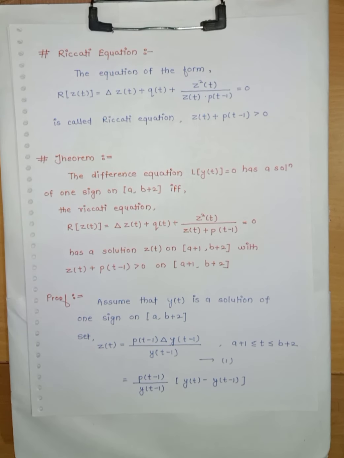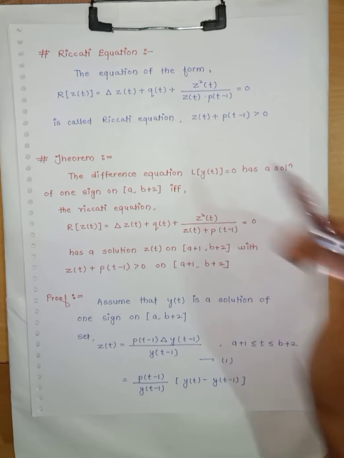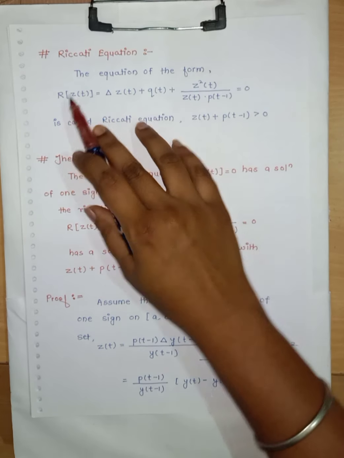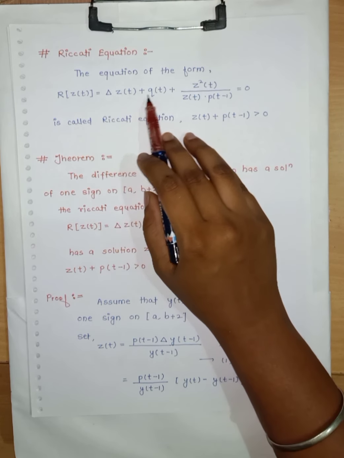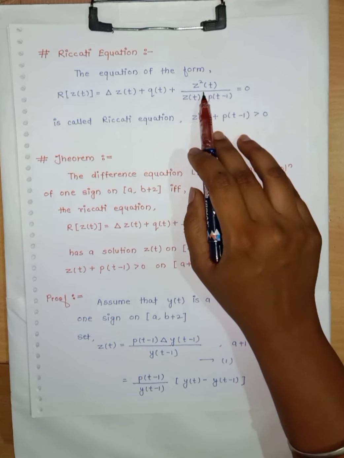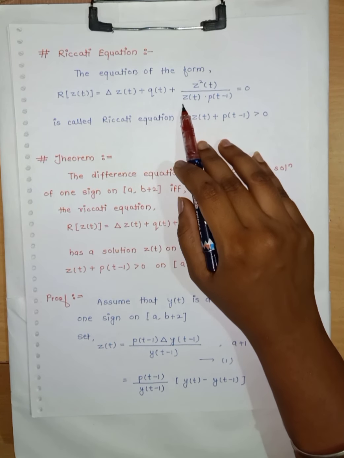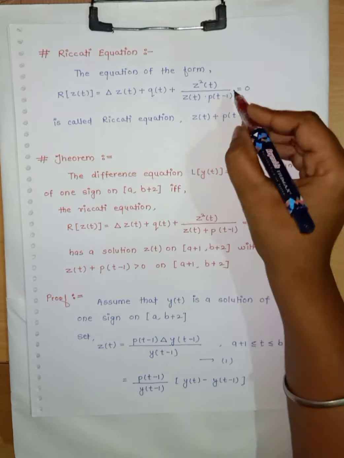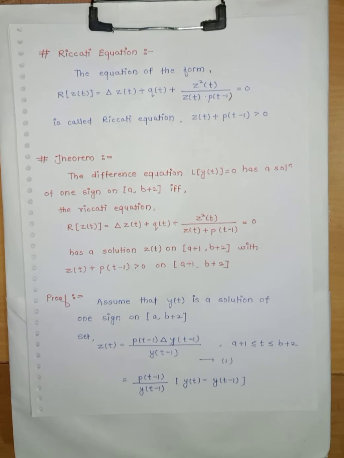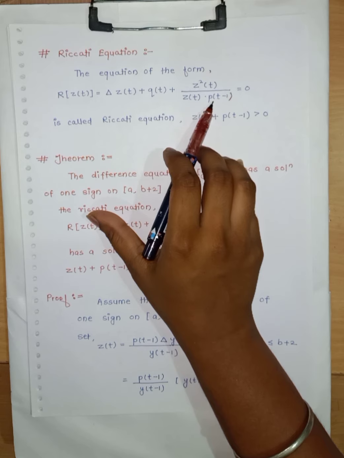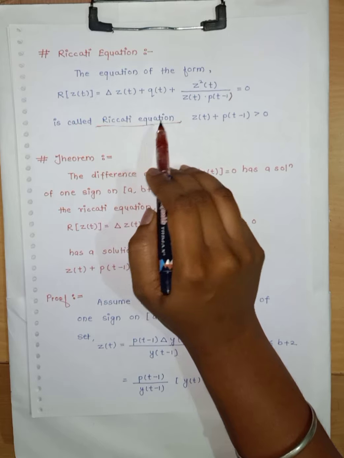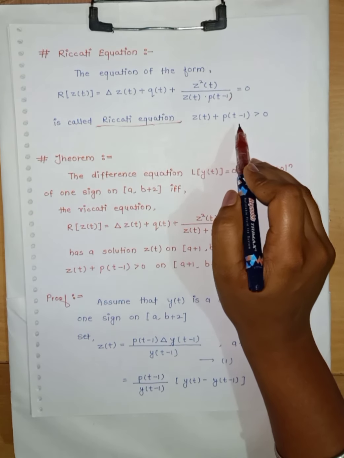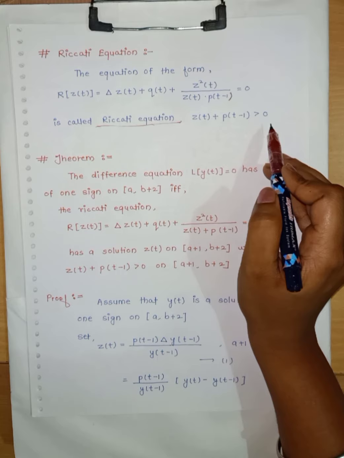Now next is the Riccati equation. The equation of the form R of z of t equals delta of z of t plus q of t plus z square of t by z of t into p of t minus 1 equals 0. If an equation is in this form, we call it a Riccati equation, where z of t plus p of t minus 1 is greater than 0.